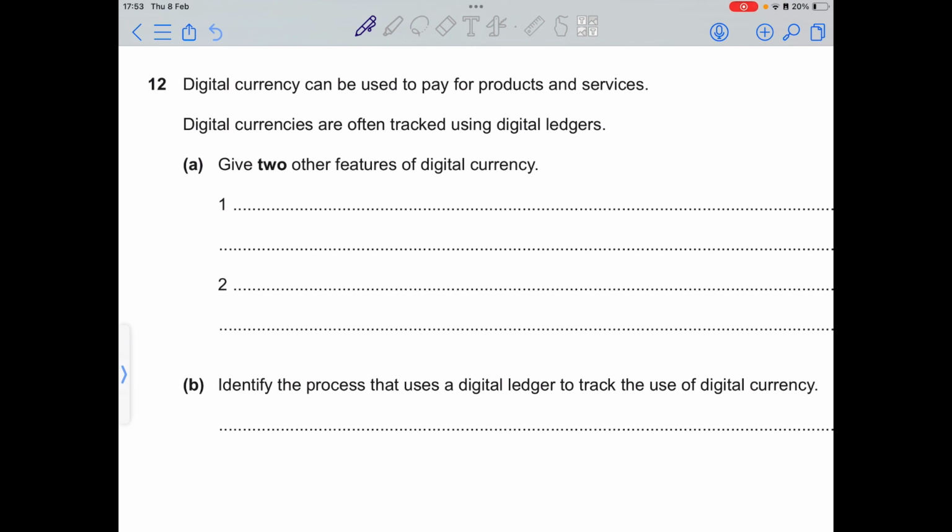Now, digital currency has been a new related topic to the syllabus and it's covered in chapter 5, so make sure to study it carefully. So one feature is that it only exists electronically, which makes sense since it's digital.